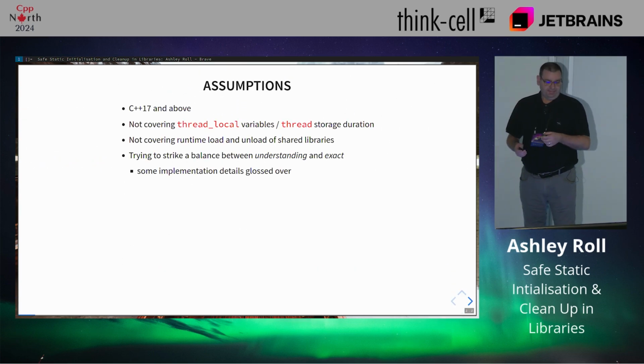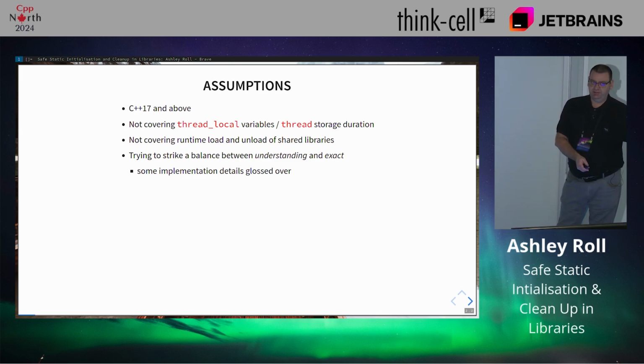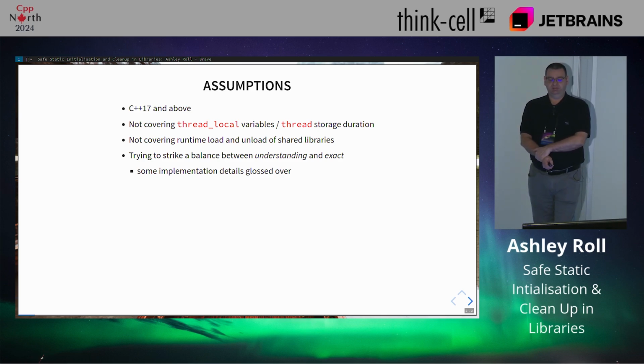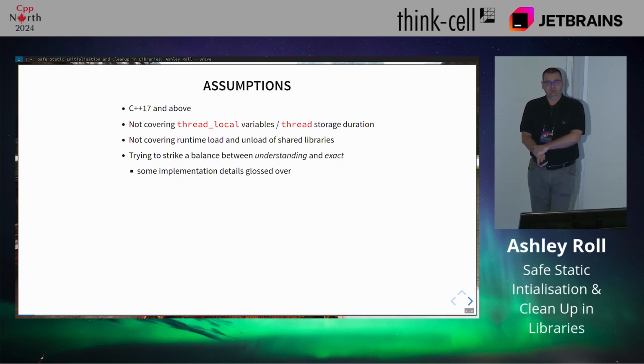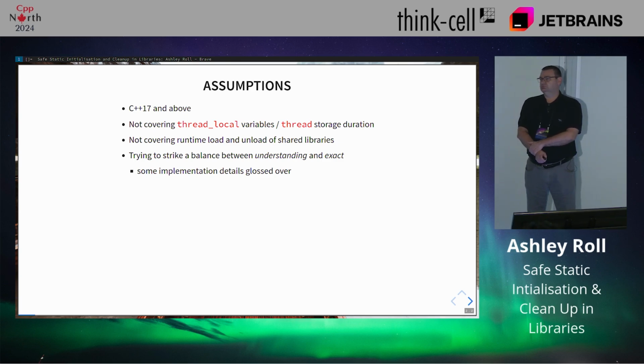Right, so a few assumptions. I'm only really looking at C++17 and above. There's a few minor differences below that. I'm not going to be covering thread local storage, thread local variables and thread storage durations. We're just going to focus mostly on static storage. We're not going to cover runtime loading and unloadable shared libraries, although we will cover shared libraries.